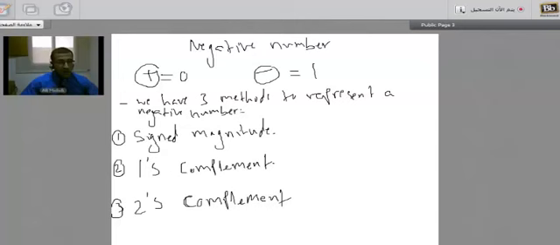For example, if we have the number plus 5, it is represented. Now, I'm going to open the chat. Can you tell me what is 5 in binary? You should all know this by now. What is 5 in binary?